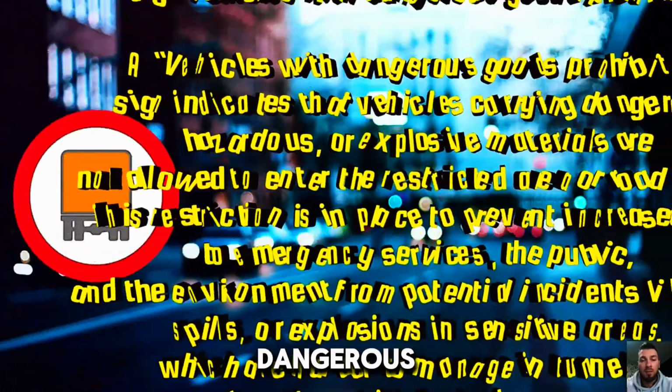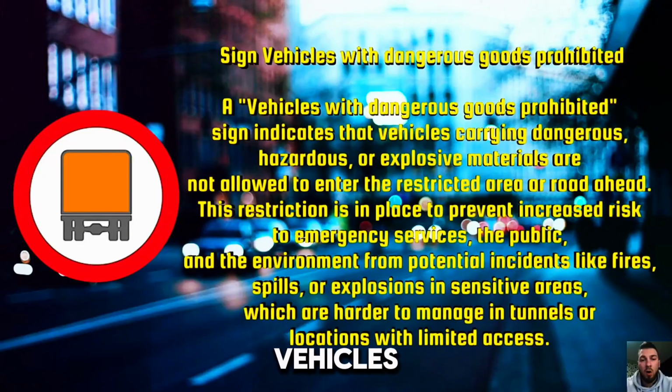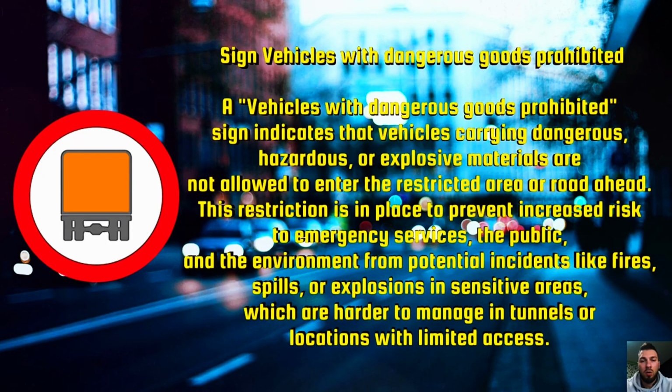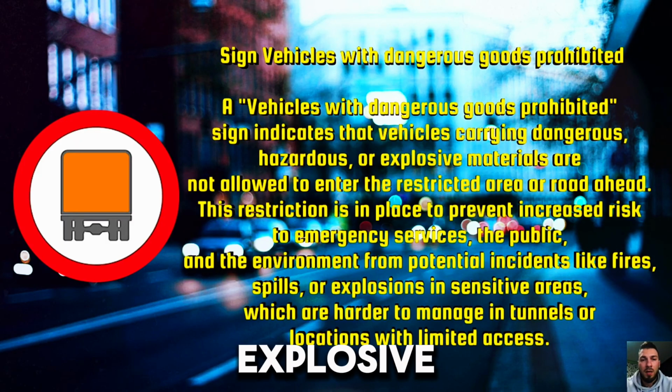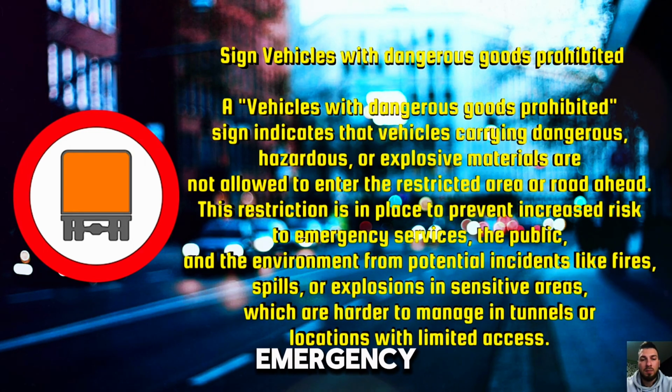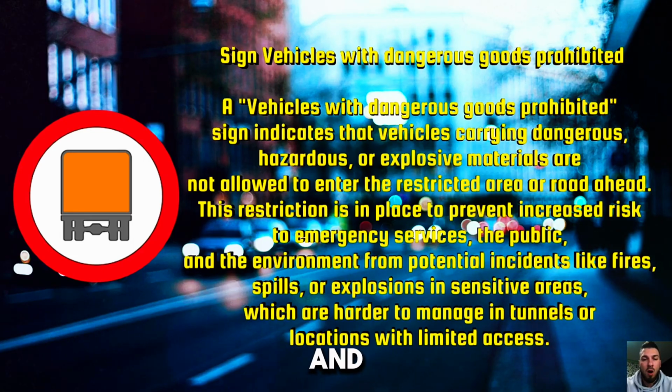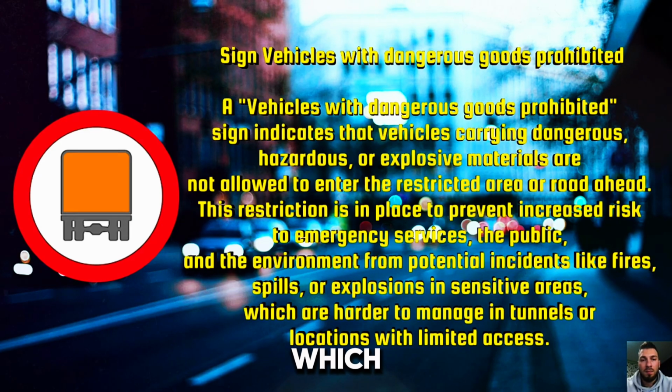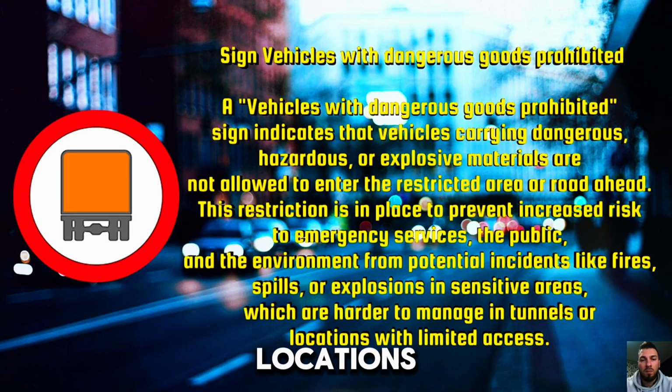Sign vehicles with dangerous goods prohibited. A vehicles with dangerous goods prohibited sign indicates that vehicles carrying dangerous, hazardous, or explosive materials are not allowed to enter the restricted area or road ahead. This restriction is in place to prevent increased risk to emergency services, the public, and the environment from potential incidents like fires, spills, or explosions in sensitive areas, which are harder to manage in tunnels or locations with limited access.